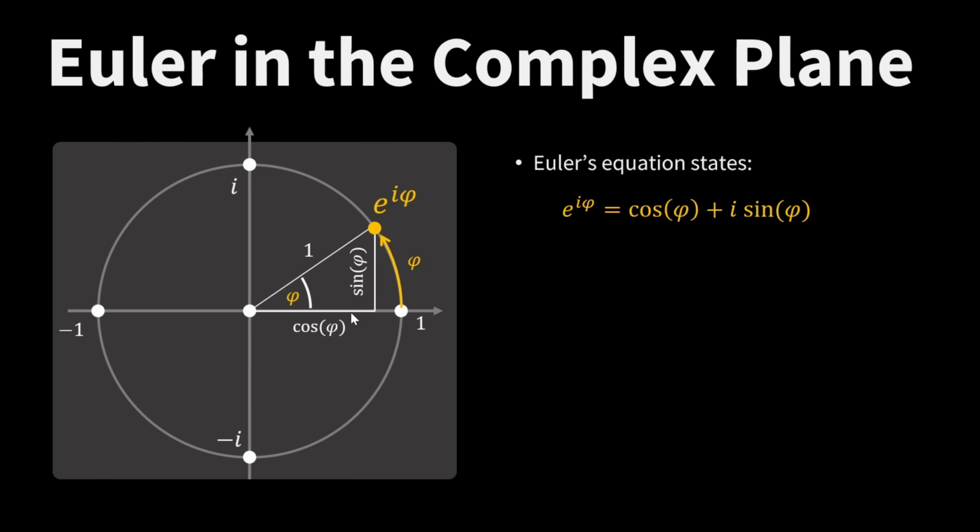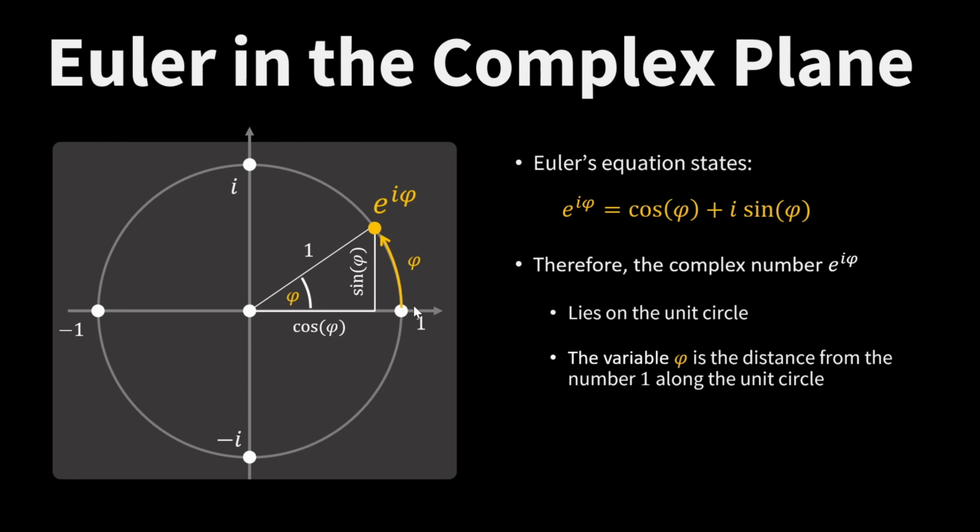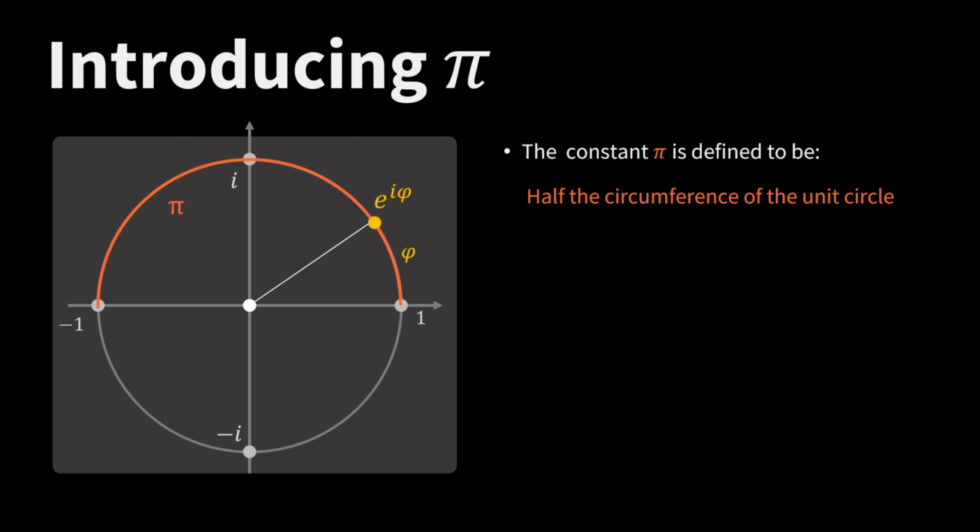The real part is cosine of phi. The imaginary part is sine of phi. This means e to the power of i phi must lie on the unit circle. This is because cosine and sine are the coordinates of a point on the unit circle. Also, phi describes the distance from the real point 1 to e to the power of i phi. Phi is also the definition of an angle in radians. So we have the final result that e to the power of i phi is the point on the unit circle for which the angle between the line 0 to e to the power of i phi and the real axis is phi.